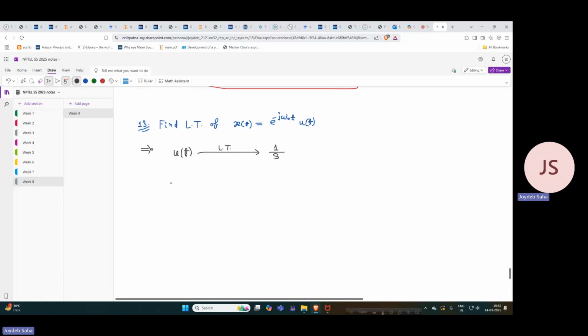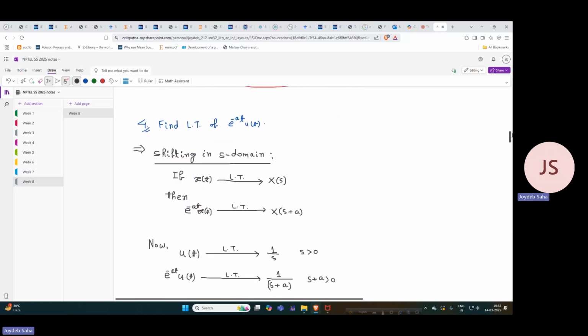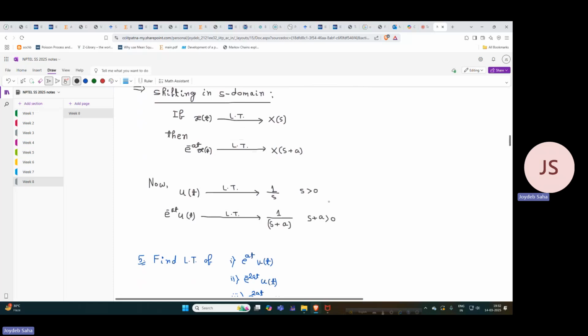Now, if it is e to the power minus j omega 0 t u(t), then we will use the frequency shifting property, shifting in the s domain, right? This property we will use.